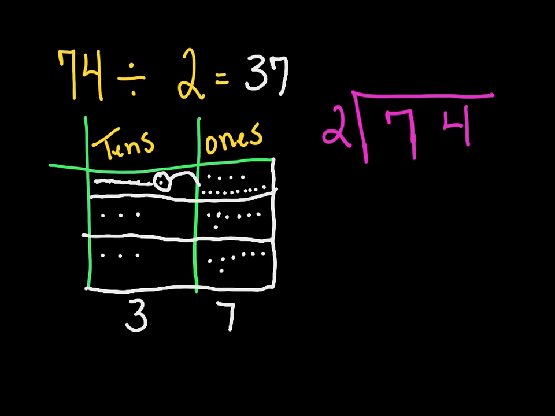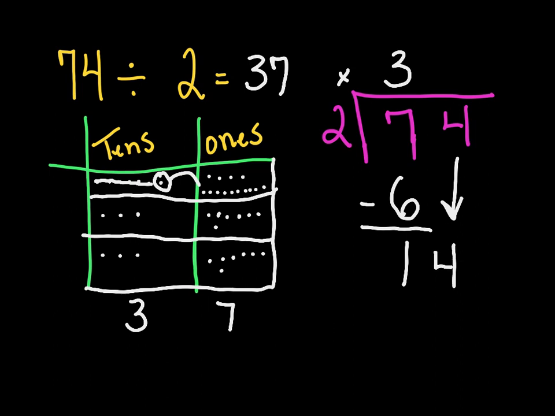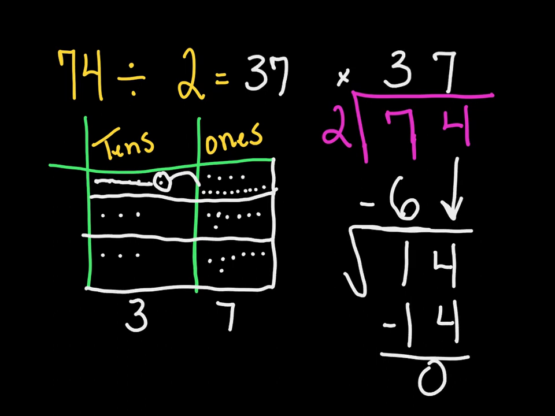Closest we can go into 7 would be 6. So we would put a 3 on top, and then we're going to multiply 3 times 2, and that's 6. Then we're going to subtract. 7 minus 6 is 1. We bring down the 4, and then we're going to divide all over again. 2 goes into 14 7 times. 7 times 2, 14, and we do not have a remainder.